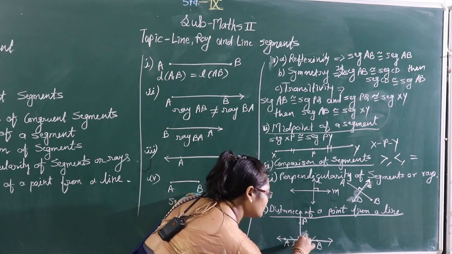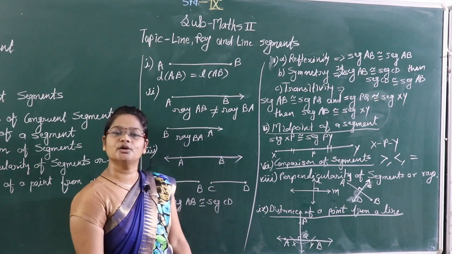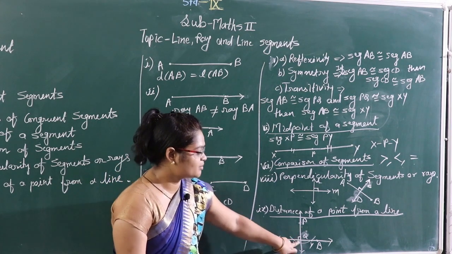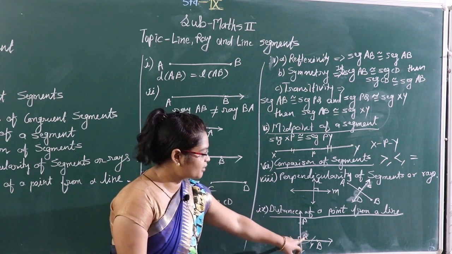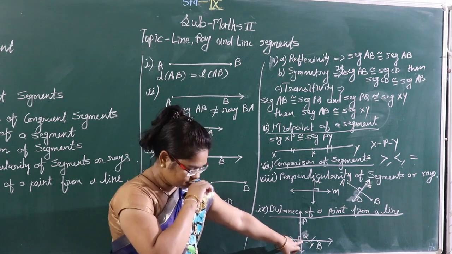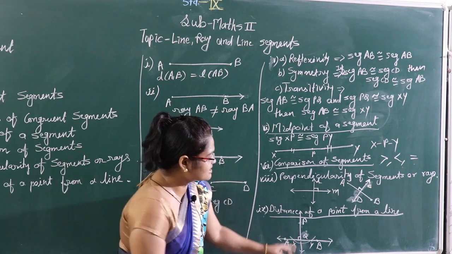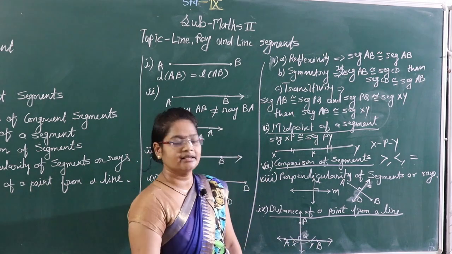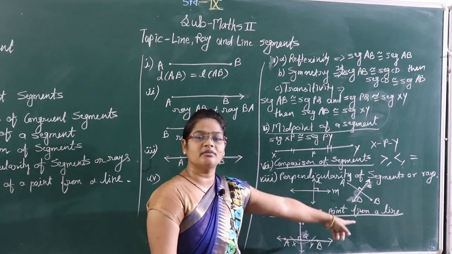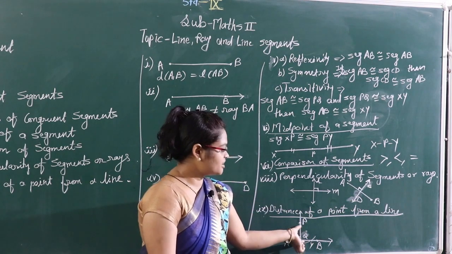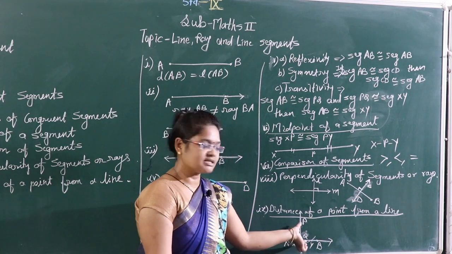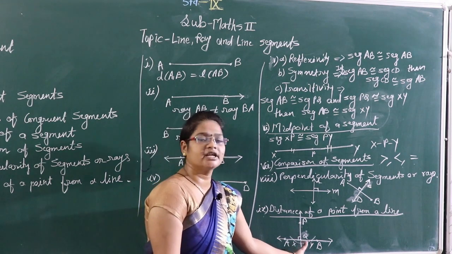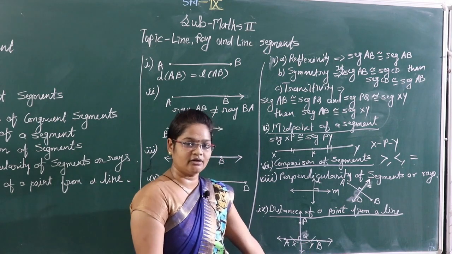So we can say that PQ is perpendicular to AB, and it intersects line AB at point Q. So the distance PQ is called the distance of a point from a line. If you measure this distance PQ, that is the distance of the point from the line, and this point Q is called the foot of the perpendicular.